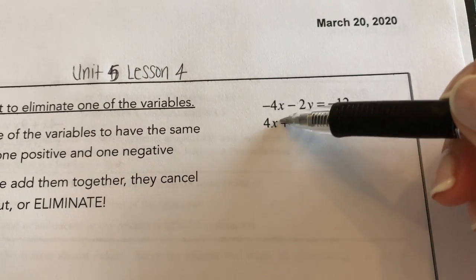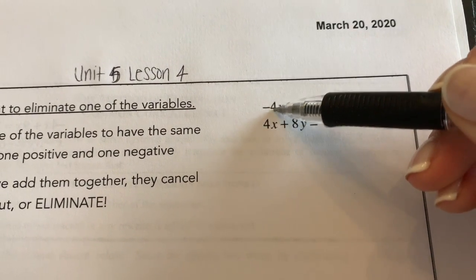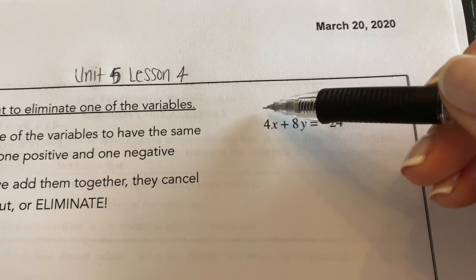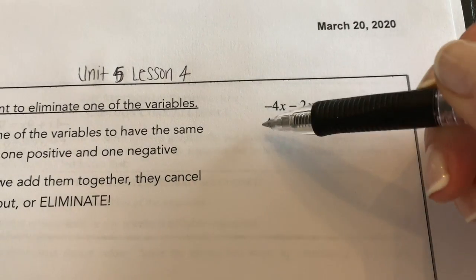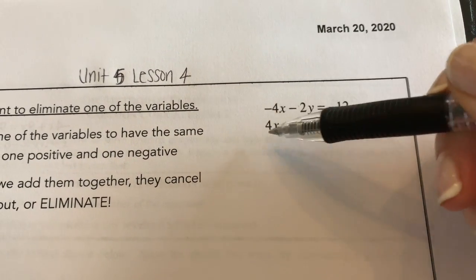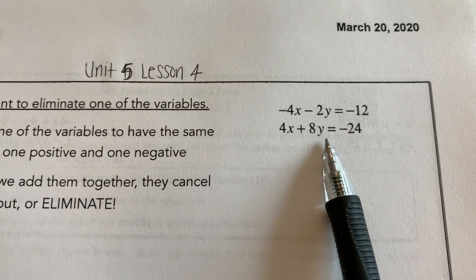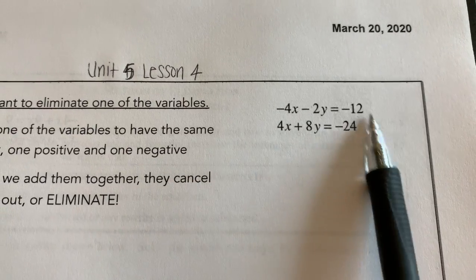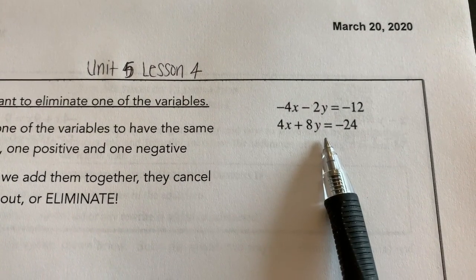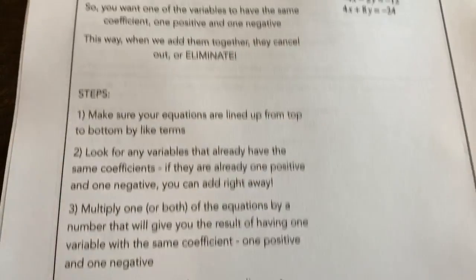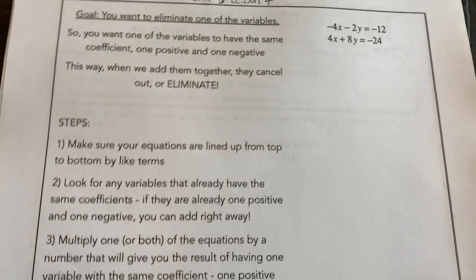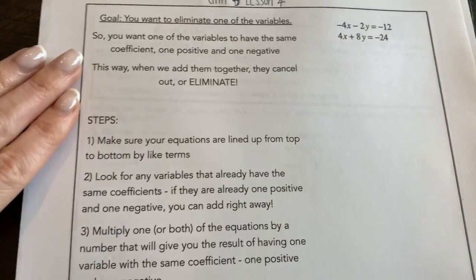We want to have one of these variables that has the same exact coefficient, the number is the same, one of them is negative, one of them is positive, because when I add these together, it's going to cancel out. What that does is it leaves me with just one variable that I can actually solve for, because right now I don't know how to solve this monstrosity, right? So here's the steps. I'm going to talk you through it first, and then we're going to follow along with the steps to actually solve this system of equations.